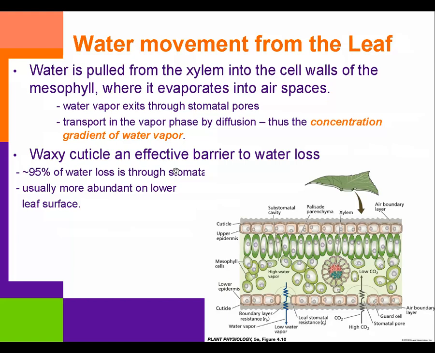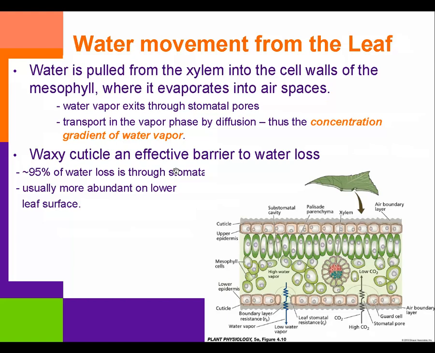And once it's there, it then evaporates into the air spaces within these spongy mesophyll cells in the leaf. And once it's in there, we have a highly saturated environment. So we've got an extremely humid gas which is highly saturated with water. The outside of the leaf has a really low water vapor concentration because it's the atmosphere, so there's heaps of air and not a lot of water, even on a humid day.